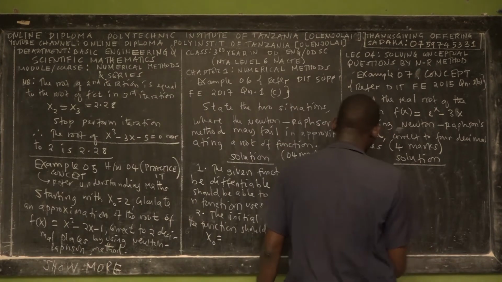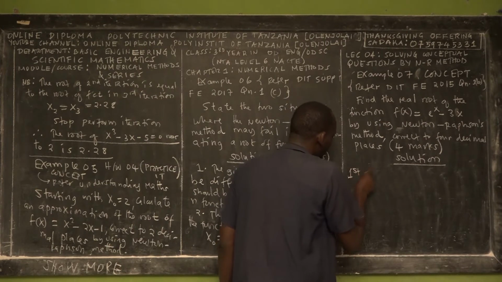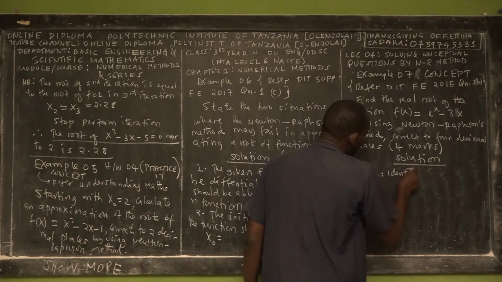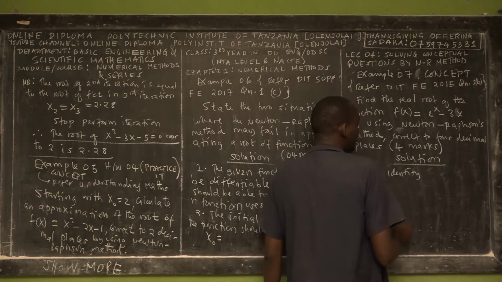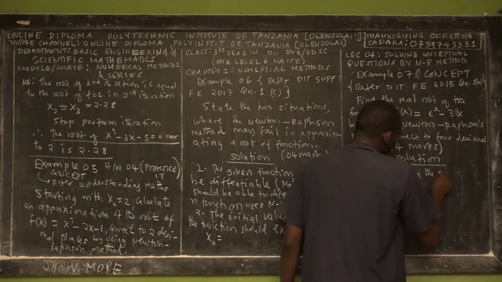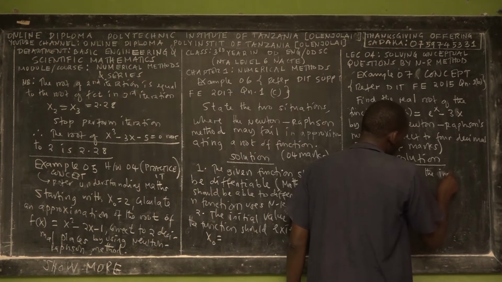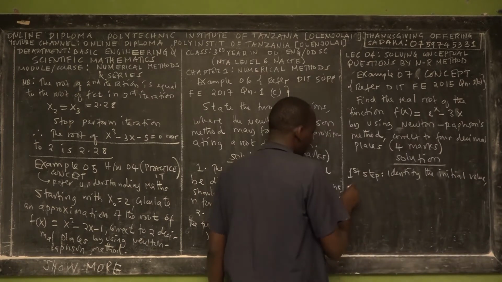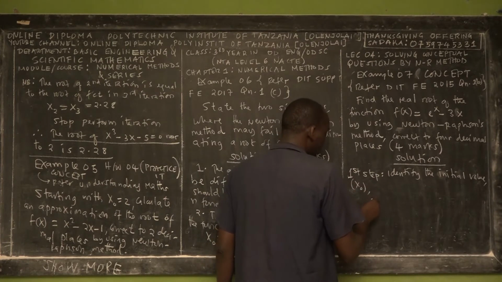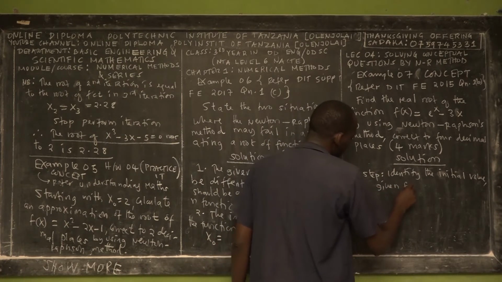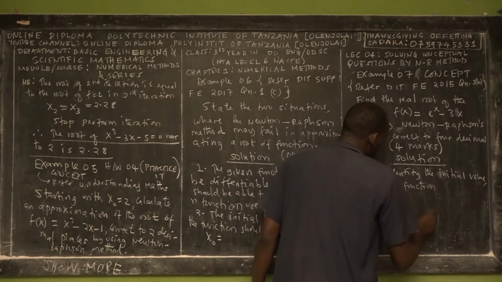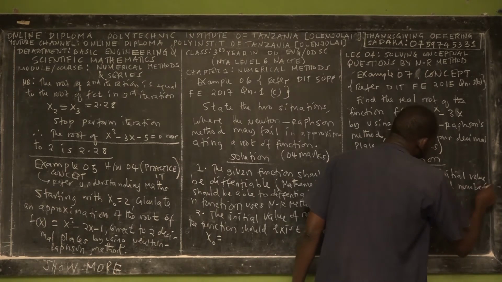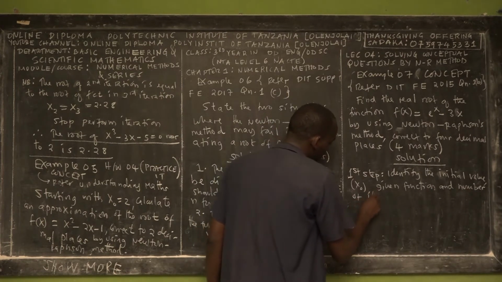So let us go into the solution. The solution always starts from the fundamental concept I told you. The first step: identify the initial value, which is x naught, identify the given function, and identify the number of iterations.